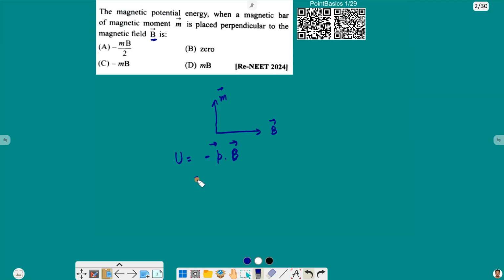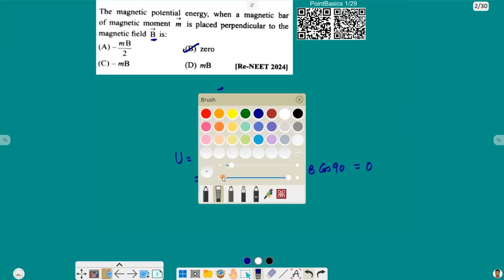So we know that potential energy is minus P dot B, and that's actually in the form of electric. In electrostatics, we denote dipole moment by P. Here we will be denoting it by M. So minus M dot B, and as we have a dot product, it will be minus MB cos 90, and cos 90 is 0, so potential energy is 0 here. Now let's move to the next question.